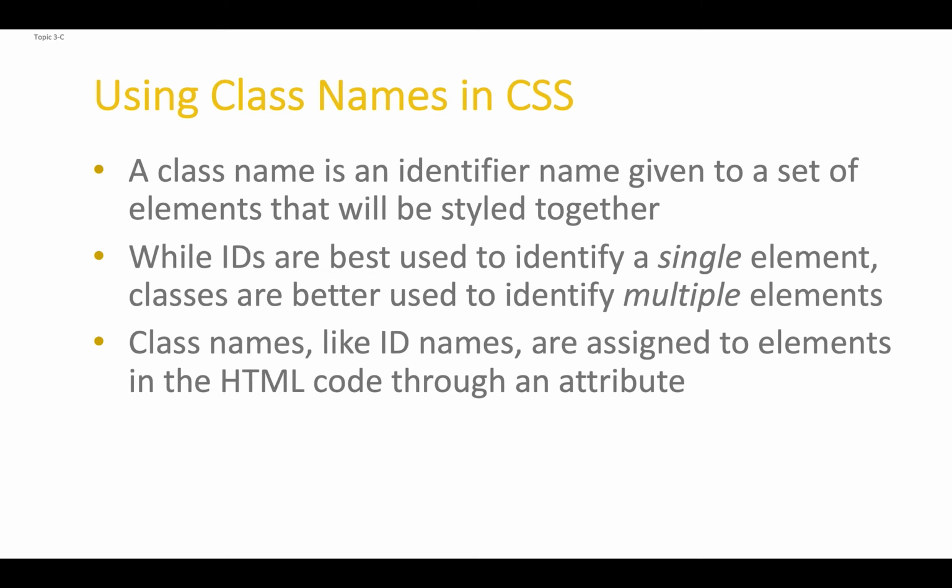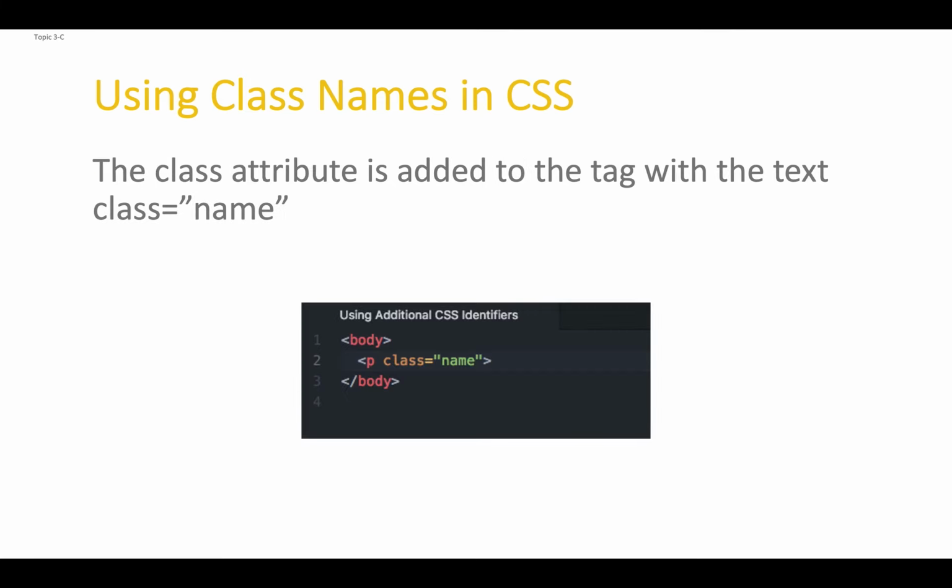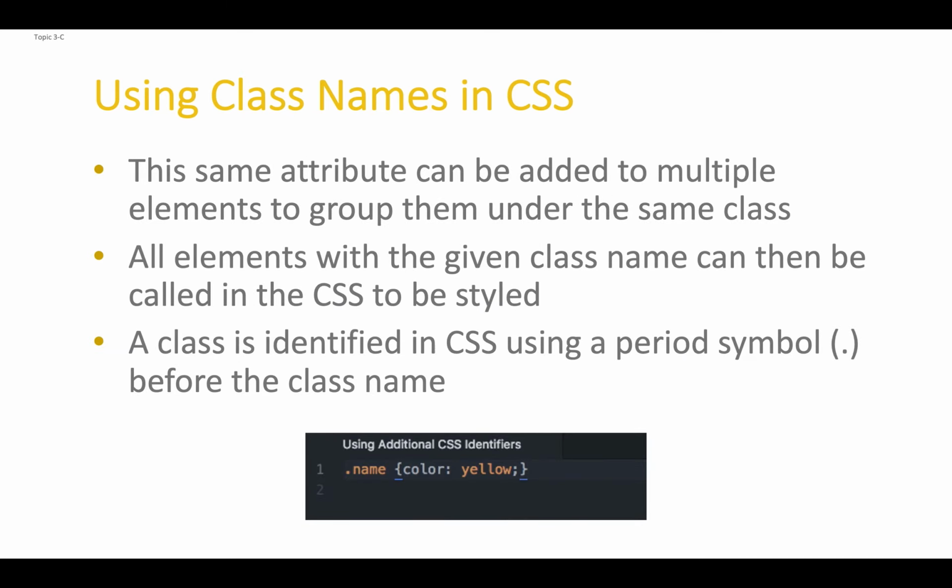Class names, like ID names, are assigned to elements in the HTML code through an attribute. So you do it the same way, but it's called a class instead of an ID. The class attribute is added to the tag with the text class equals whatever you want to name it. You can still add a class to any element, so P class name, or whatever you want to name it, would look like that. The same attribute, class name, can be added to multiple elements to group them under the same class. All elements within the given class name can then be called in the CSS to be styled. A class is identified in CSS using a period symbol before the class name.